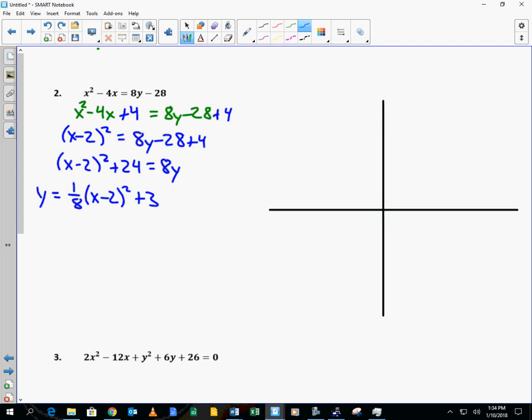So that's the new part. Everything we do after this is review, right? So that's the new part of your learning. For a parabola, I'm going to need the direction, vertex, axis of symmetry, focus, directrix, and length of the latus rectum.